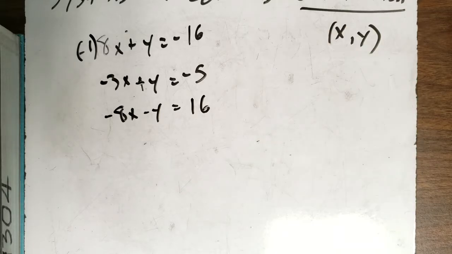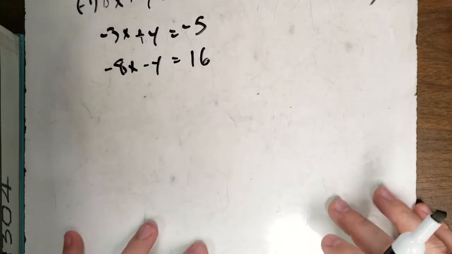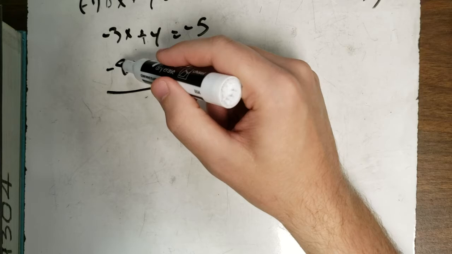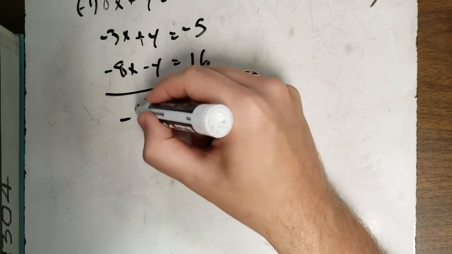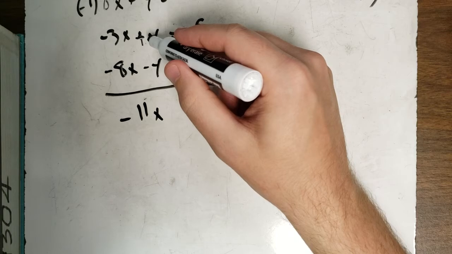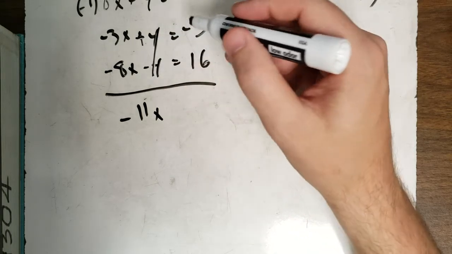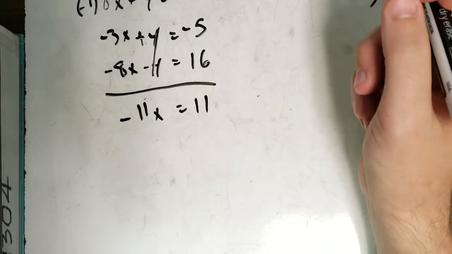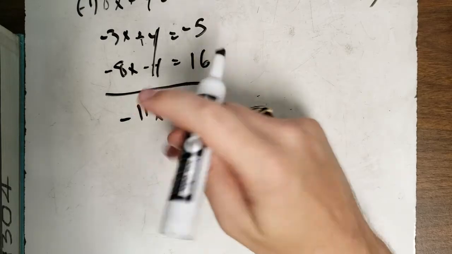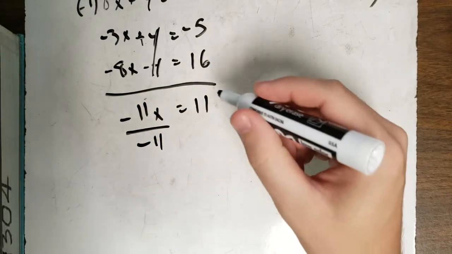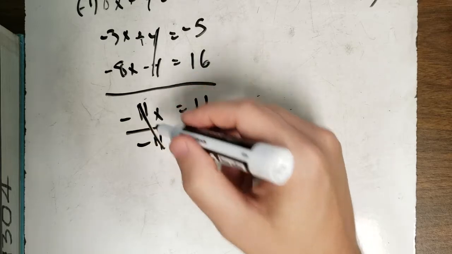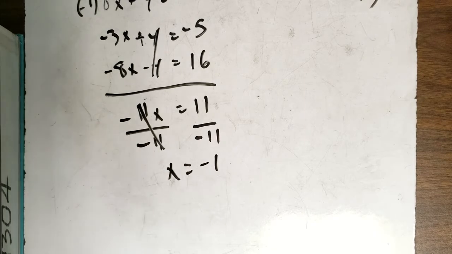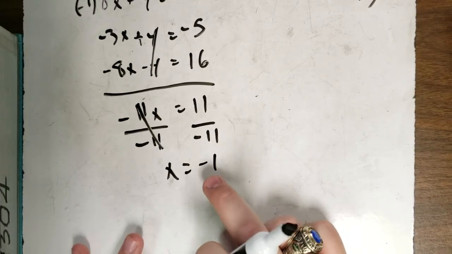Okay. Now, let's go ahead and add straight down. Negative 3x and negative 8x, we add that together and we get negative 11x. Our positive y and negative y cancel out, and a negative 5 plus 16 is a positive 11. Now, last step, get x by itself. Divide by negative 11 here, divide by negative 11 here. That cancels. Our x equals 11 divided by negative 11, which is negative 1. So, we have our x, negative 1.